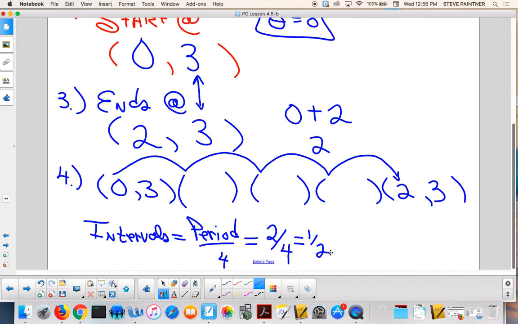Halves. You just count by 1 half, another 1 half, another 1 half. So here's 0. What's the next radian I plug in? 1 half. Another half. 1. Another half. 1 and a half, or 3 halves. Yep. Okay. Got it. You okay?